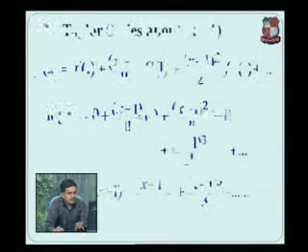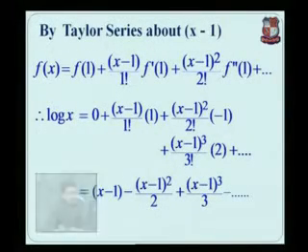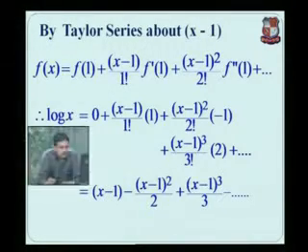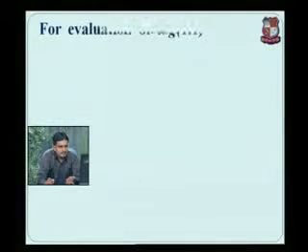So in the previous formula, if x is replaced by 1.1, then the left side is log 1.1. On the right side, the first term is x minus 1, as we take x equal to 1.1, so it will be (1.1 minus 1) minus (1.1 minus 1) square by 2 plus (1.1 minus 1) raised to power 3 by 3, and so on. Okay, like this.